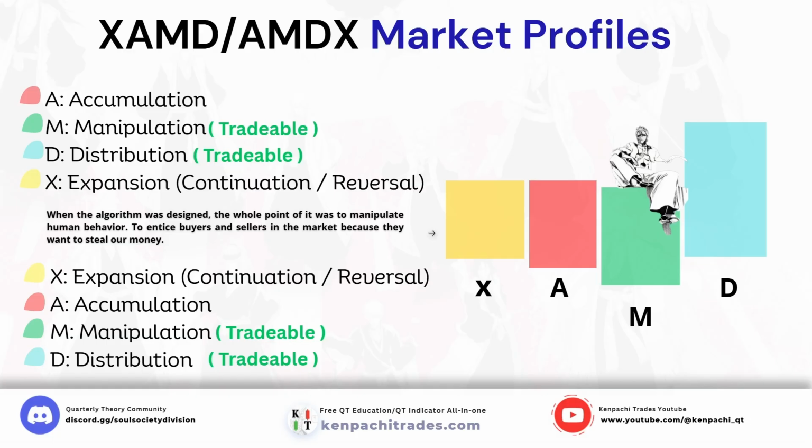Now we have two profiles. The first one is AMDX, when Q1 accumulates, Q2 manipulates, Q3 distributes, and Q4 is a continuation or reversal. And the second profile is XAMD, when Q1 is continuation or reversal, Q2 accumulates, Q3 manipulates, and Q4 distributes. Same four phases, just a different starting point.